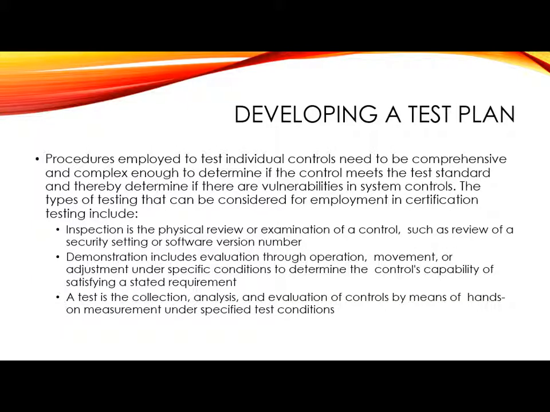Okay? Procedures employed to test individual controls need to be comprehensive and complex enough to determine if the controls meet the minimum test standard. So, in that NIST document, when you created your 50 controls, you had that big paragraph to tell you what that control has to do. Okay? And there's some yes or no questions throughout there. Did it meet those subparagraphs that you all had to write out? Does it meet those levels? And you need to tell me if the vulnerabilities are in the system controls.